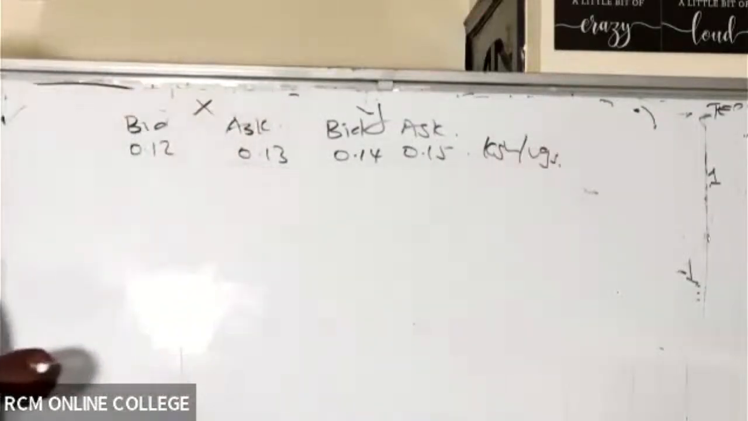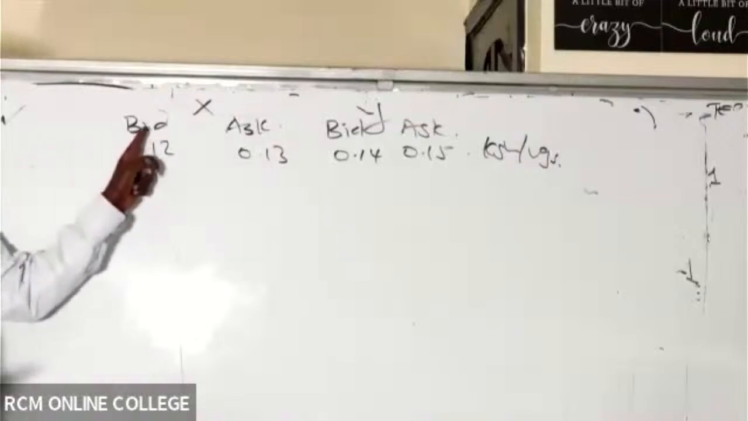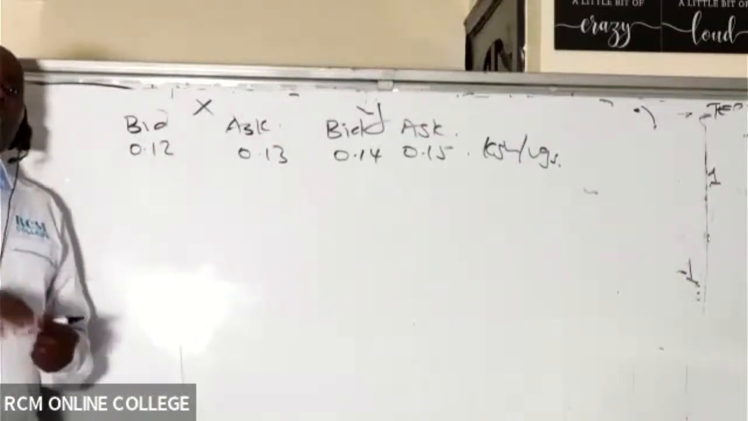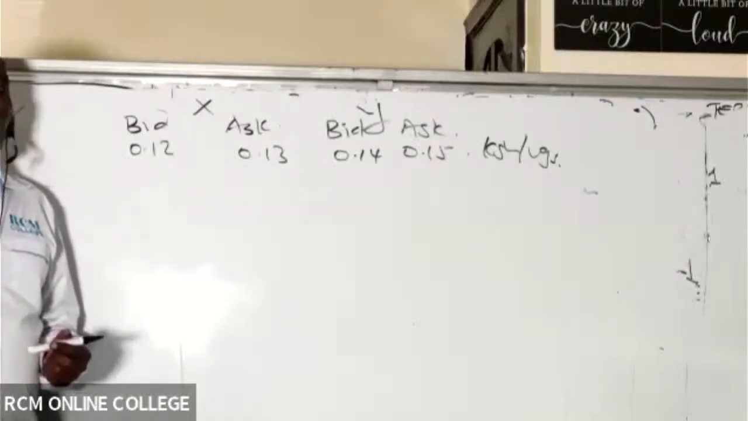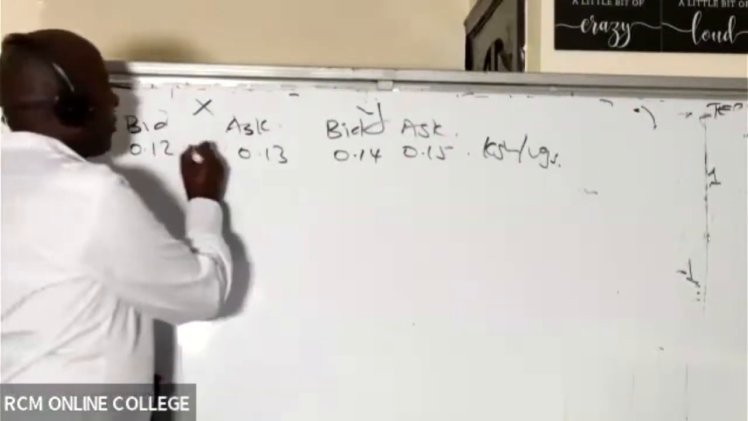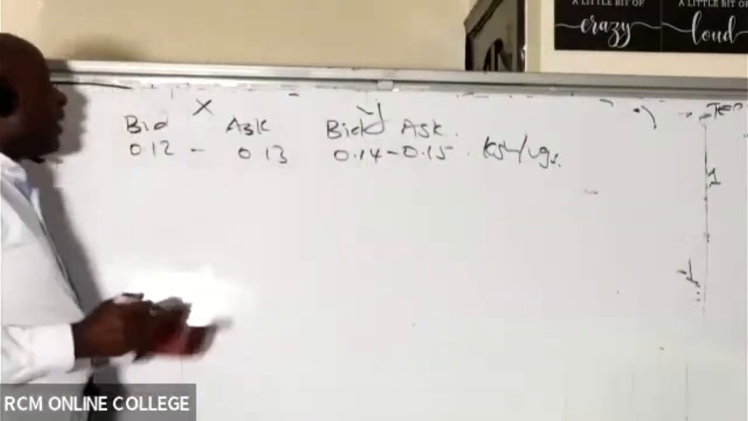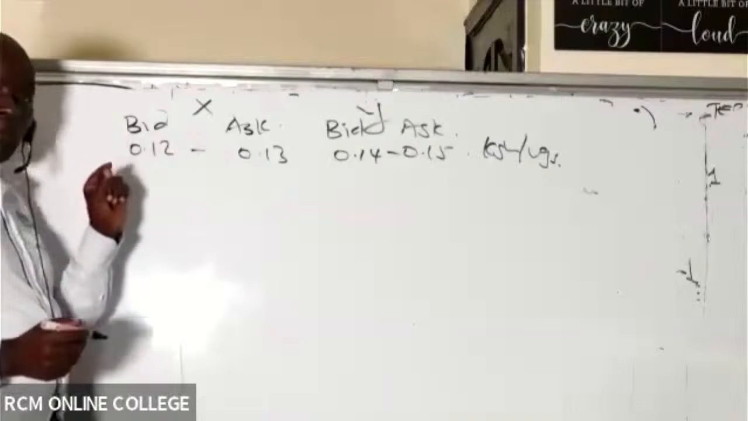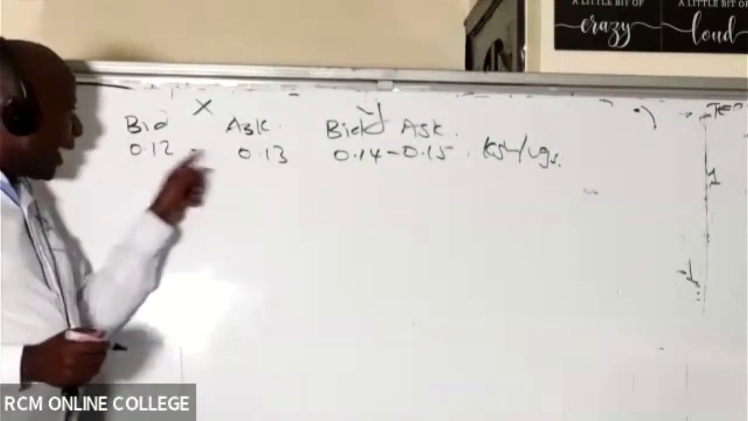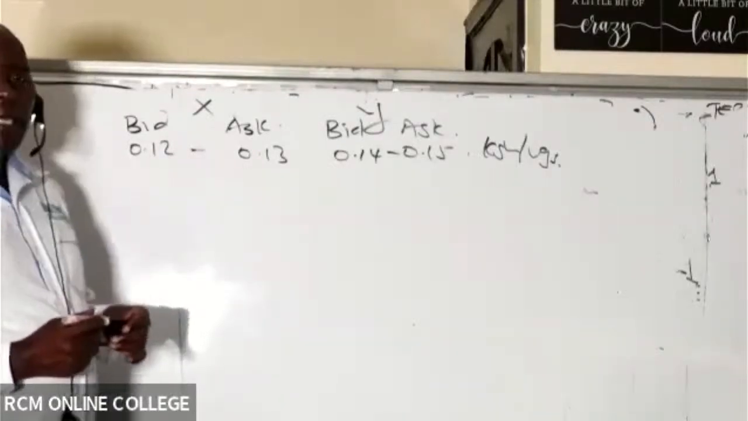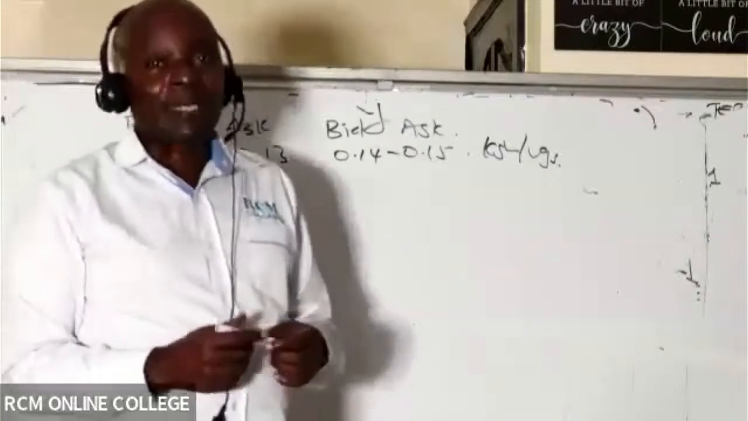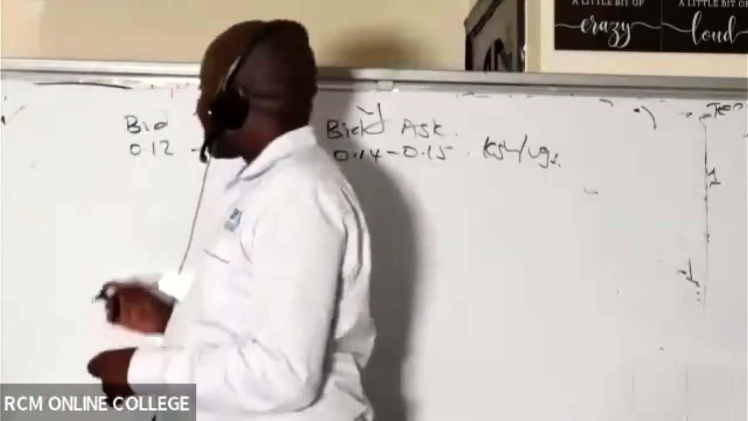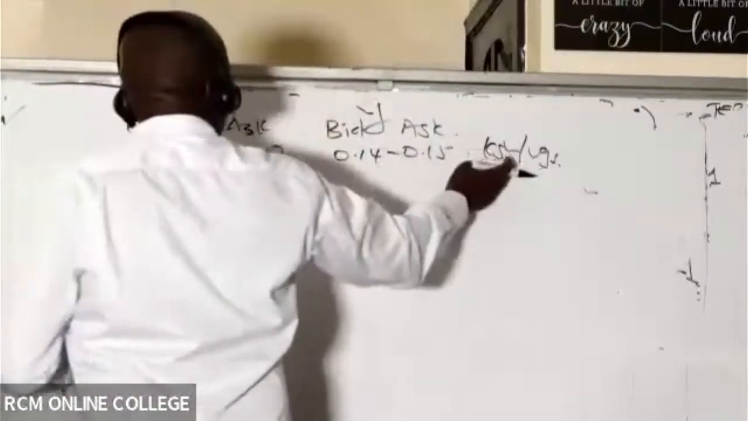Now, ladies and gentlemen, it becomes very hard for you to work with this language of bid and ask. It's a very technical language. The very best way is to put your hand out. Assume here there is a dash and here there is a dash. For example, here, if it's Kenya shilling per Uganda shilling, which one will be the bank's buying rate for X? 0.12. Yes, because you can see Kenya shilling is on the left.